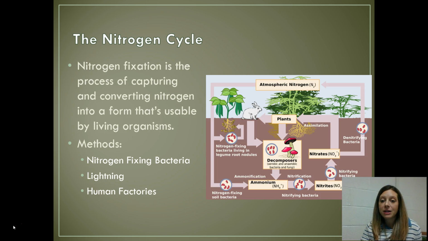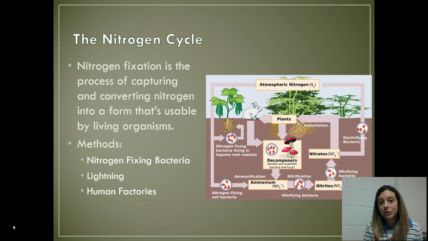So like I said, the process of turning nitrogen from that unusable atmospheric form into a form that plants and animals can use is called nitrogen fixation. You have to fix it. It's the process of capturing and converting nitrogen into a form that's usable by living organisms. Okay, there are several ways that this can be done.